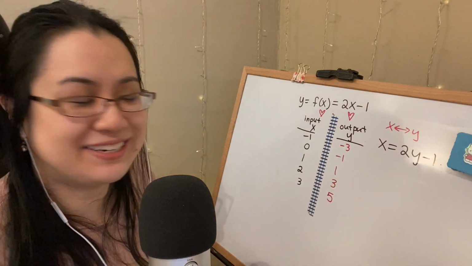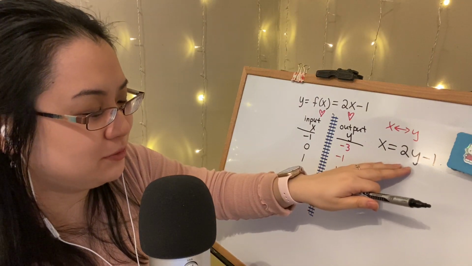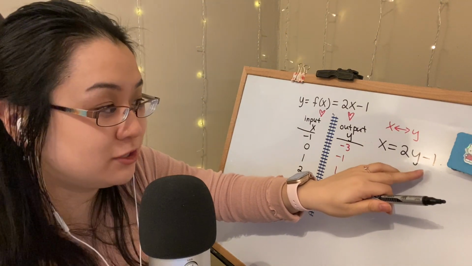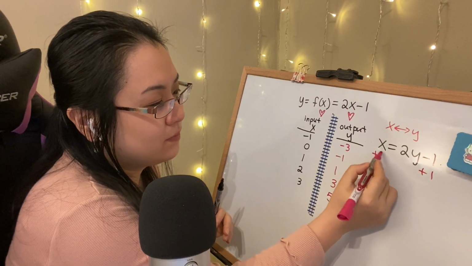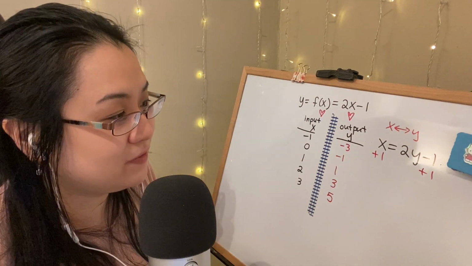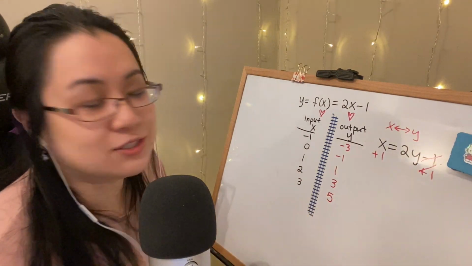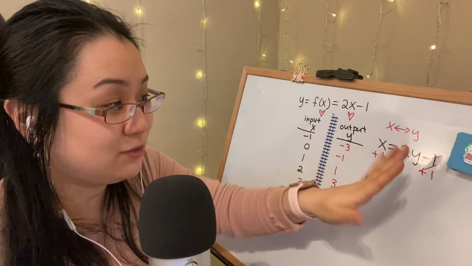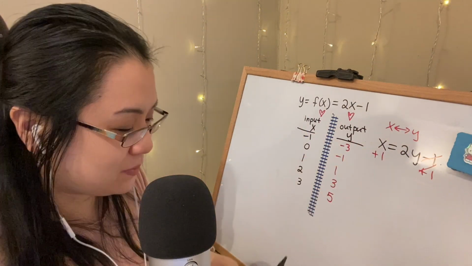I'll do the work here, but in this case, I want to leave y on one side, so I'm going to get rid of this -1 first by adding 1 onto both sides, if you want to think of it that way, or just moving this -1 over. That's so that this becomes 0, which is an additive identity. It becomes 0, so it goes away. So I have x plus 1 is equal to 2y.